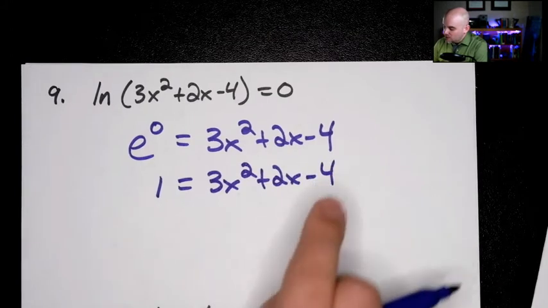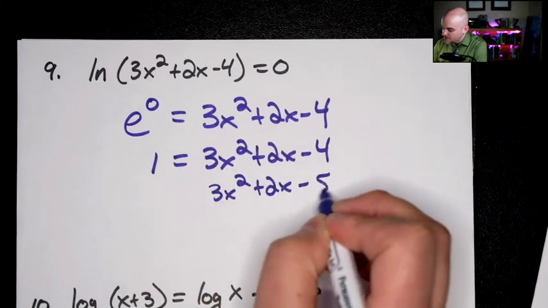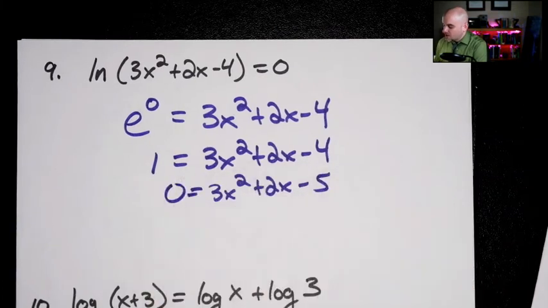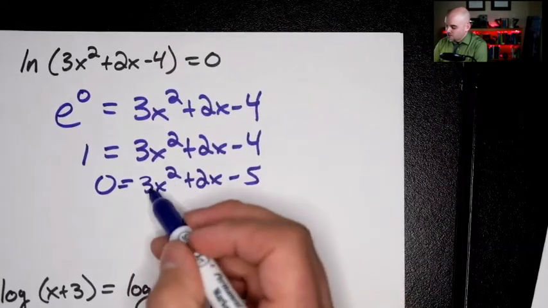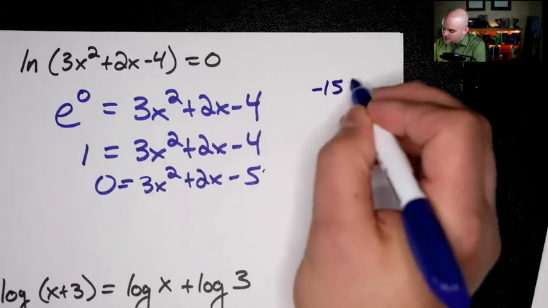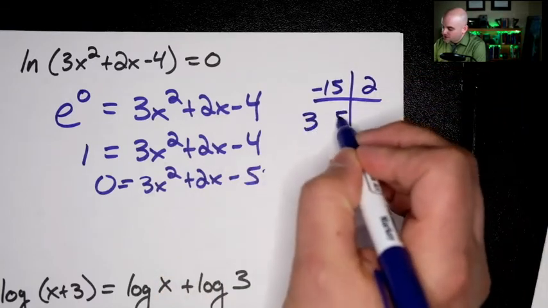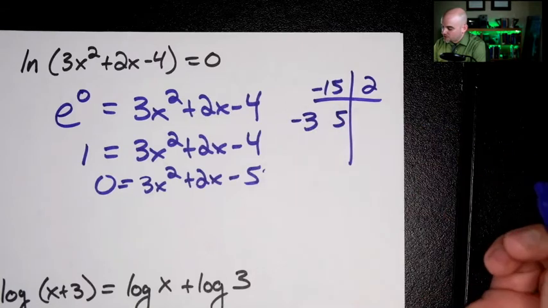And then I'm going to subtract 1 from both sides. So I get 3x squared plus 2x minus 5 equals 0. And I'm working towards factoring this. So this one's a little bit more fun to factor. I'm going to say 3 times a negative 5 is negative 15, and I want factors of negative 15 that add up to 2. I'm thinking 3 and 5 here, with the 3 being negative.